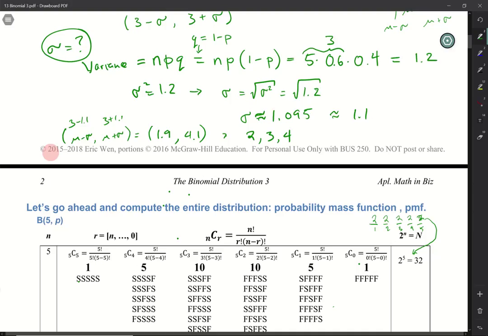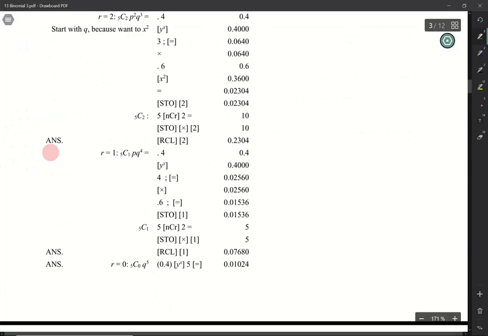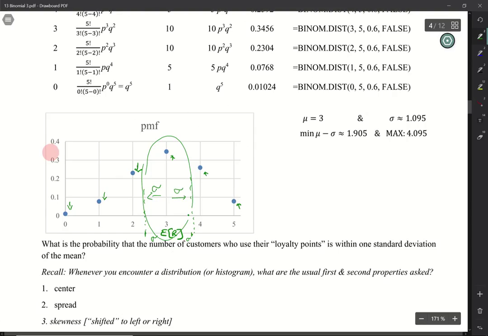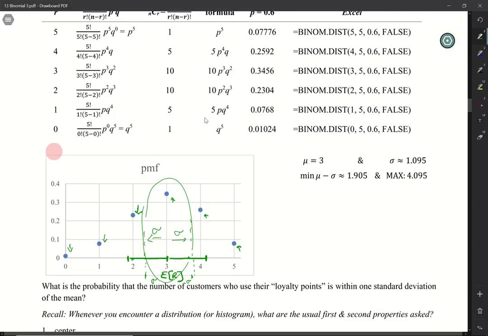Okay, so if we go back to our probability mass function picture, the sigma is 1.1, and so it extends like that. Okay, and so inside this we have 2 and 3 and 4. And so if we want, it's not asking what's the probability of those, we would have to add the probability of 2 and the probability of 3 and the probability of 4. And so that's where we would expect most of the occurrences to come in.